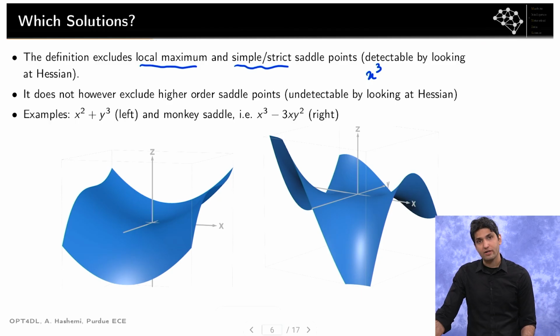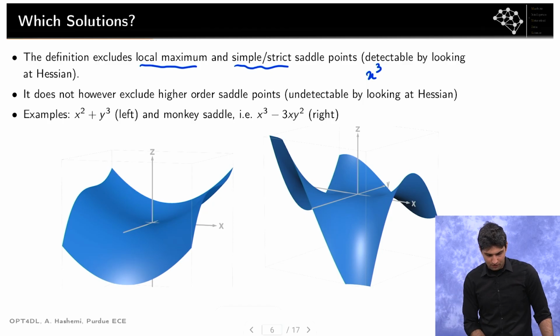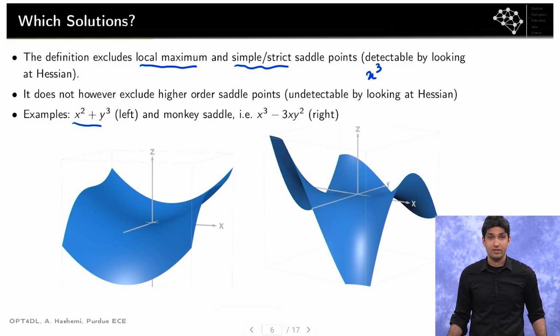So this definition is excluding local maxima and simple saddle points. It does not, however, exclude higher order saddle points. Two examples of higher order saddle points are the ones that I'm demonstrating here. For instance, this function in 2 dimensions is going to have a higher order saddle point at the origin. So we cannot detect that by just looking at the Hessian. This point is going to be a point that satisfies the second order stationarity condition we just defined.